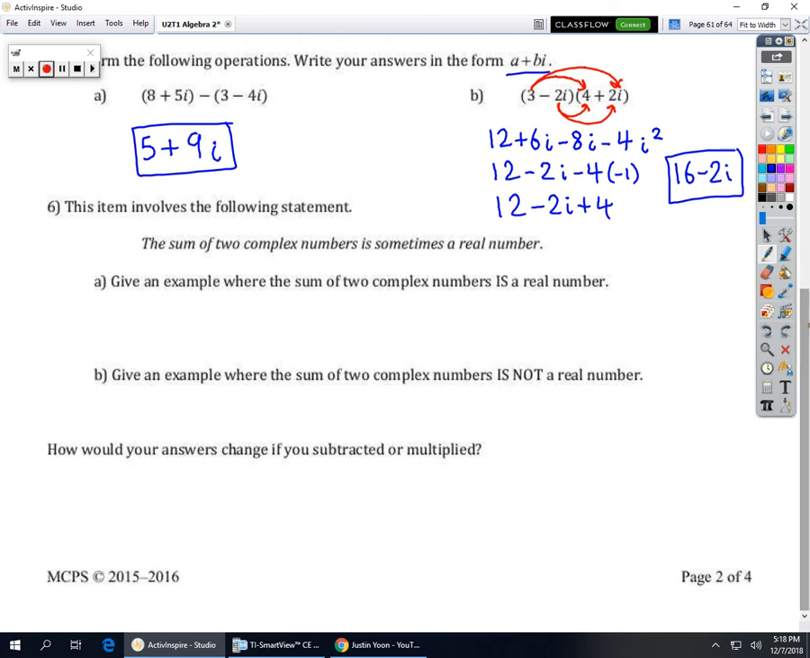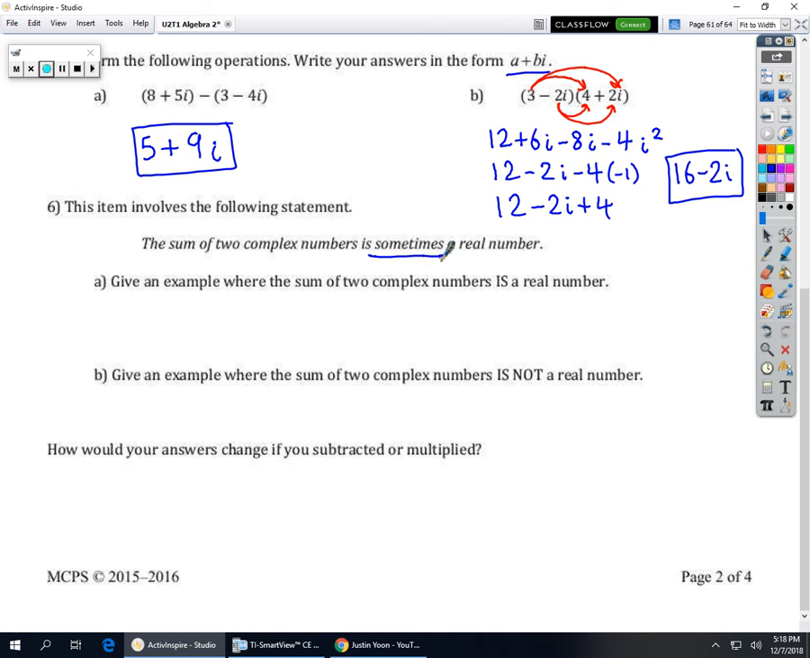All right. Here's the sometimes always. I don't particularly like this problem. It's a little too easy to cheese through. Give me an example where the sum of two complex numbers is a real number. This is based off of the following statement: the sum of two complex numbers is sometimes a real number.